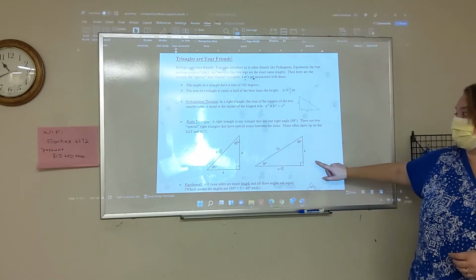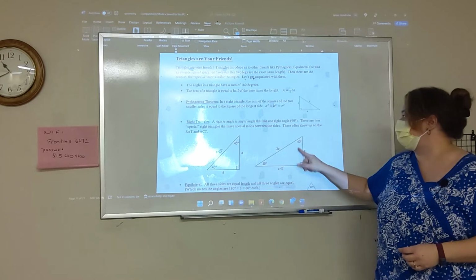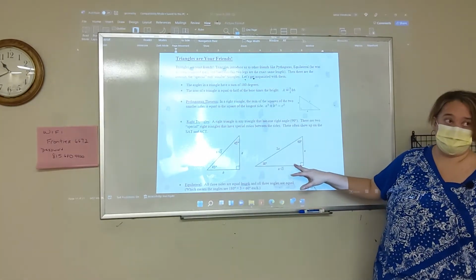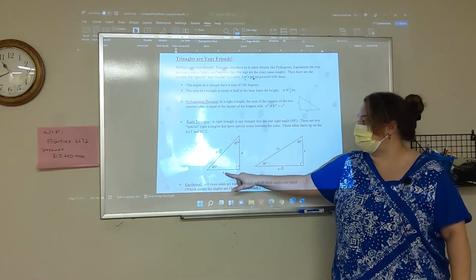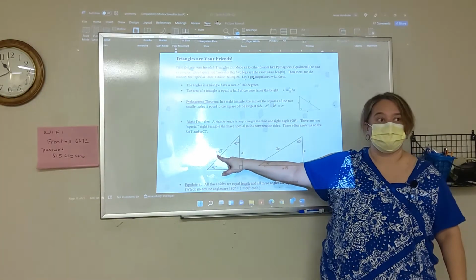Right triangles do have two special cases. You have a 45-45-90 and a 30-60-90. These two are on your formula sheet for your SAT. Again, on your ACT, you don't get one. The way your 45-45-90 works is you have two sides that are equal length, A and A, and then your hypotenuse is A times root 2.